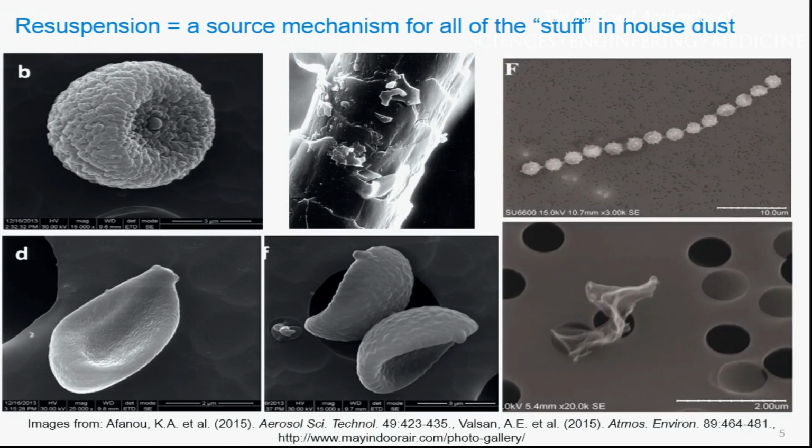We know that resuspension is a source mechanism for all the material in house dust. Of course, a lot of this is of biological origin. We have human and animal-associated bacteria. We have fungal spores and their fragments, pollen grains. Of course, we have allergens, as Lynn discussed. And we also have various chemical contaminants. House dust is an accumulation zone and a reservoir for many semi-volatile organic compounds, phthalates, organophosphates, and so forth. You can see from these SEM images that these particles, especially biological particles, are very diverse in their shape and morphology. This is something very interesting.